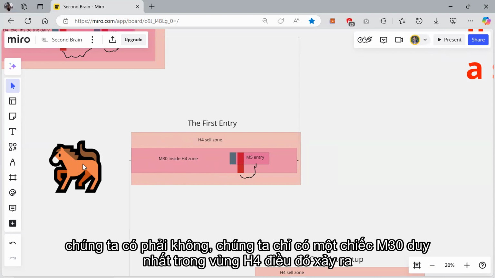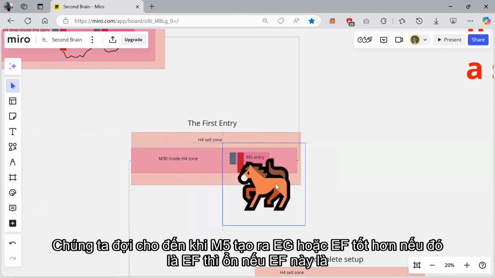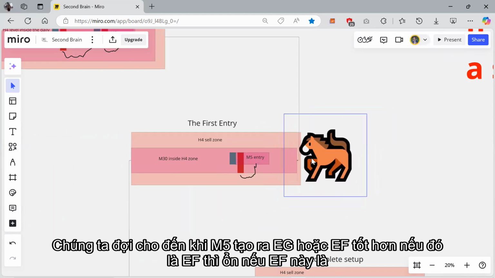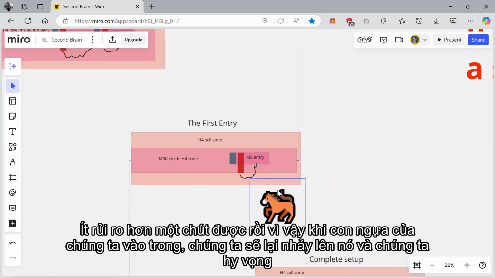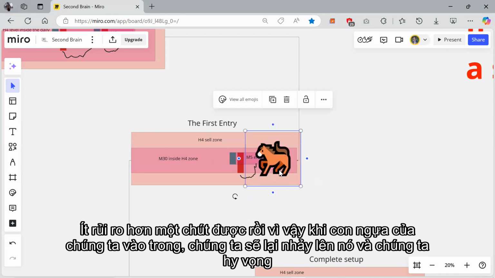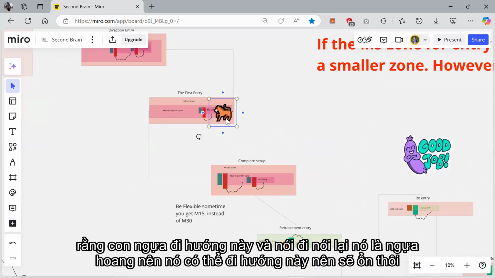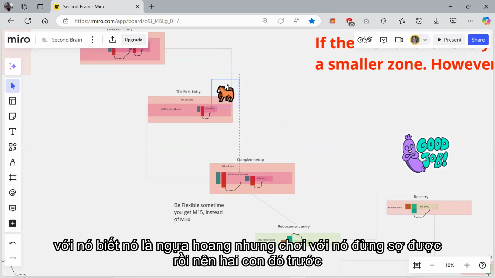When that happens, we wait till M5 creates an EG or EF. Better if it is EF. If it's EF, it is a little bit lesser risk. So when our horse gets inside that, we will again jump on it, and we hope that the horse goes this way. Again, it is a wild horse, so he can go the other way. So be very okay with it. Know that it is a wild horse, but play with it. Don't be afraid.